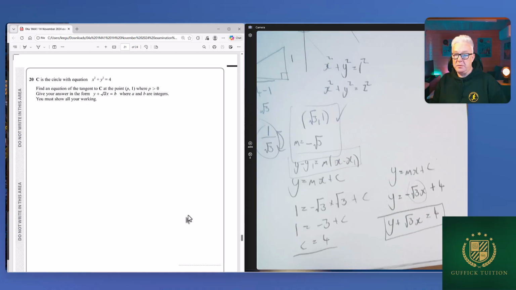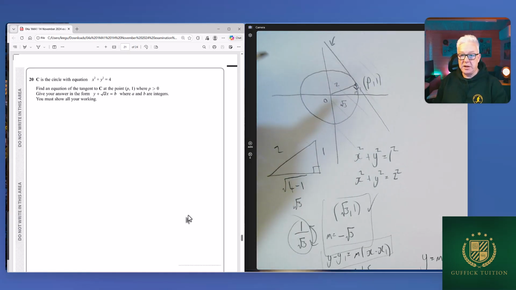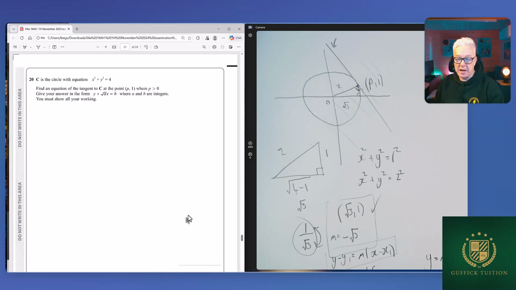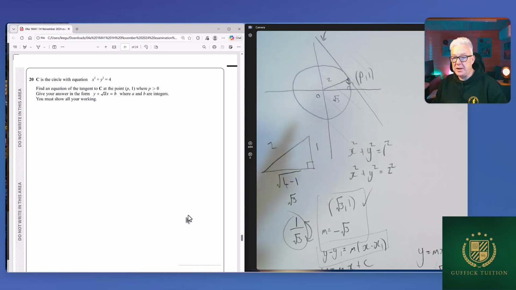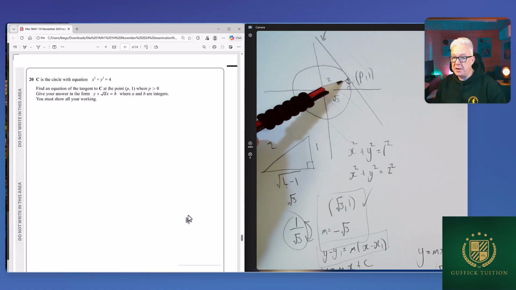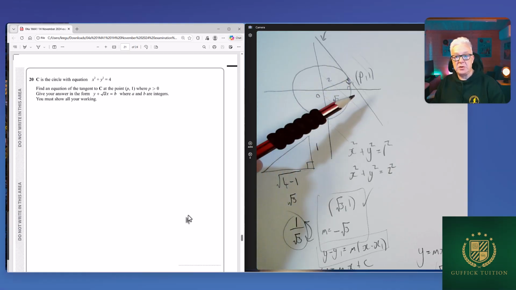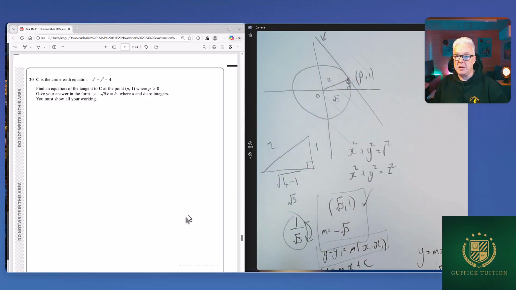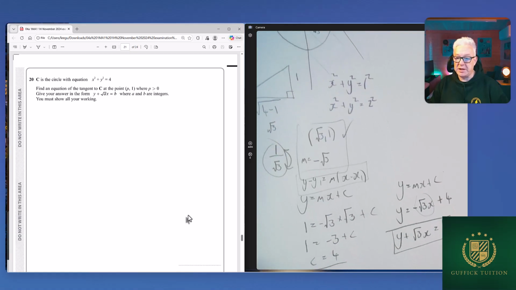But let's just review the key elements. The key elements were we used Pythagoras to find out what p was. Once we had our sketch, we then used the idea that a tangent makes a perpendicular with the radius. So we found the gradient of the radius, we took the negative reciprocal to get the gradient of the tangent, and we used that gradient together with that point to find the equation for the tangent.